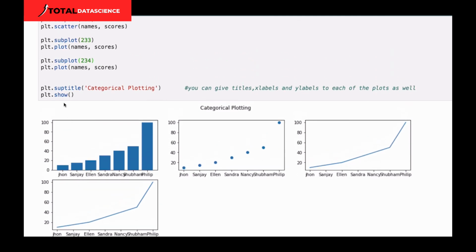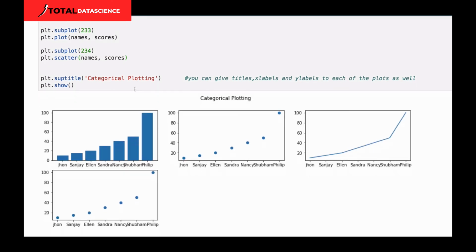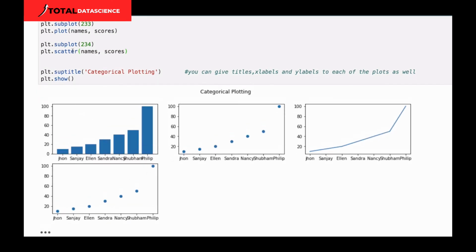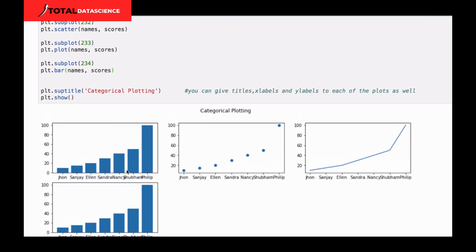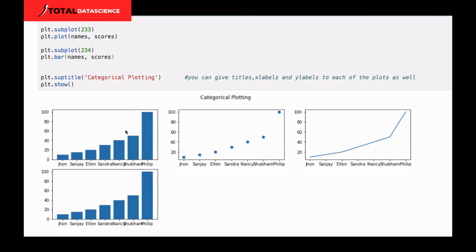I can change the plot to say scatter, so that I'll have a scatter plot. You see that it's changing. I can change it to say bar. So you can manipulate it as per your own wish. If you want to plot several plots at the same time, then you can use subplot to do that. Matplotlib will give you that flexibility.